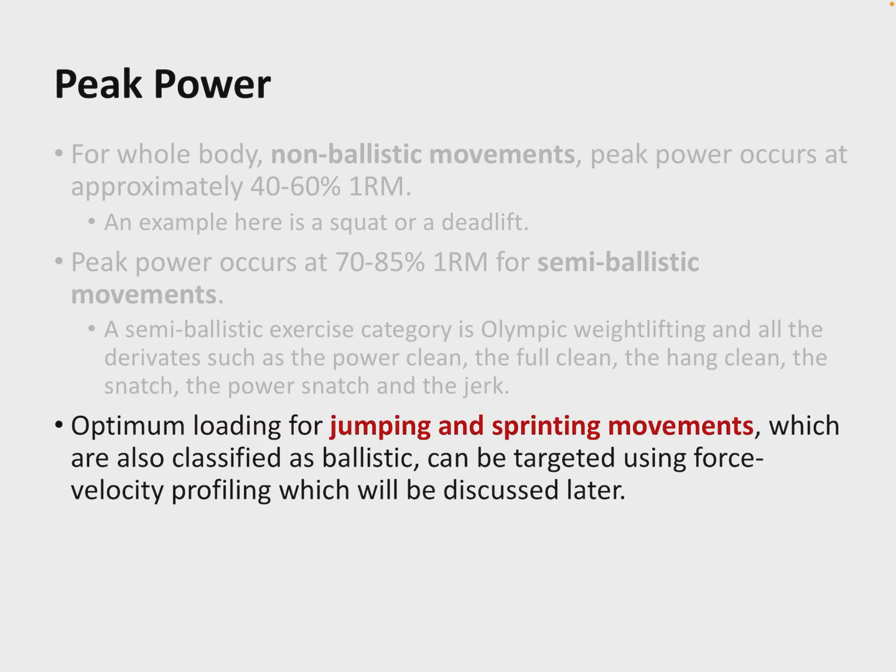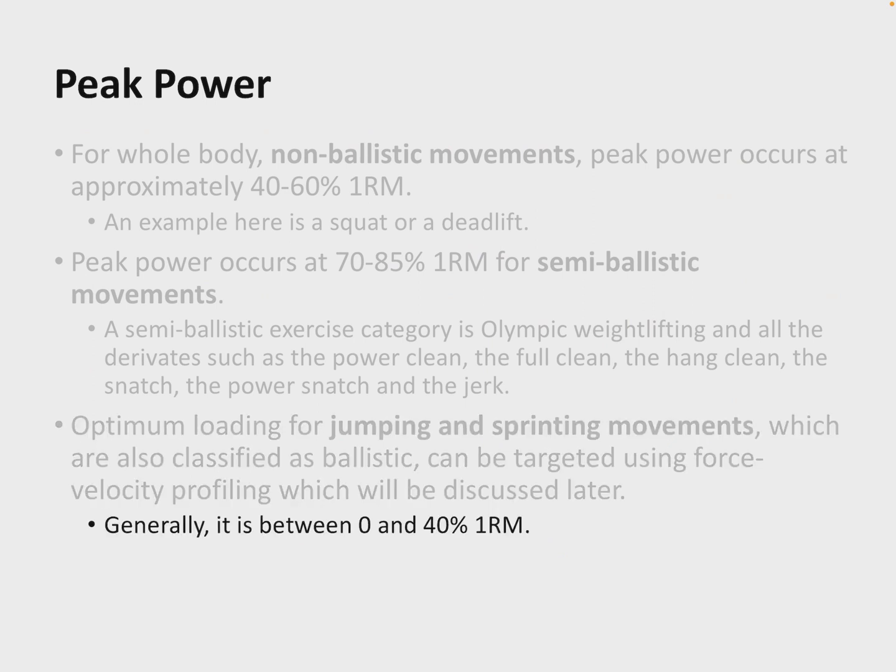Optimum loading for jumping and sprinting movements, which are also classified as ballistic, can be targeted using force velocity profiling, and we'll be discussing that later. And generally, it is between 0 and 40% of 1 rep max, because you're not using any external load, so generally it's not very heavy.